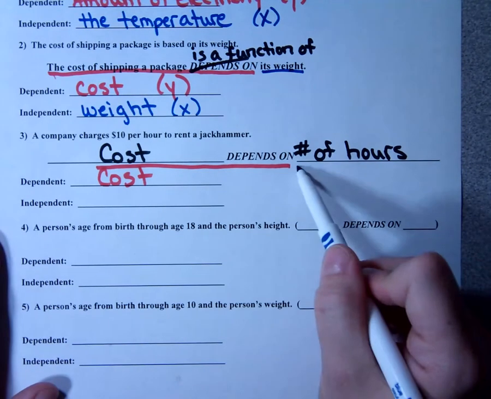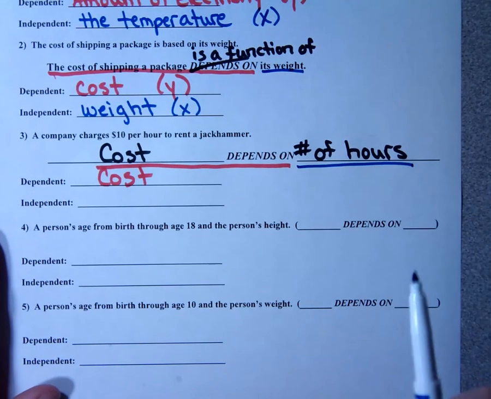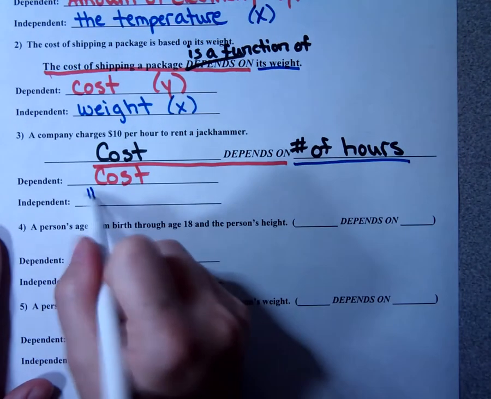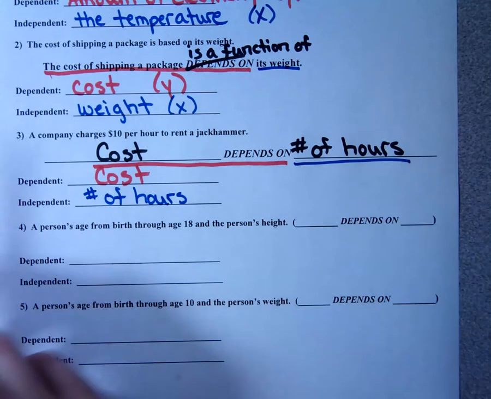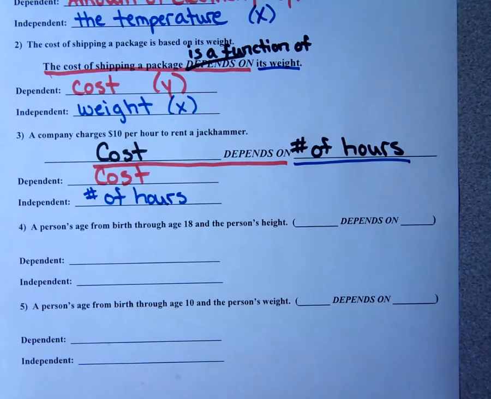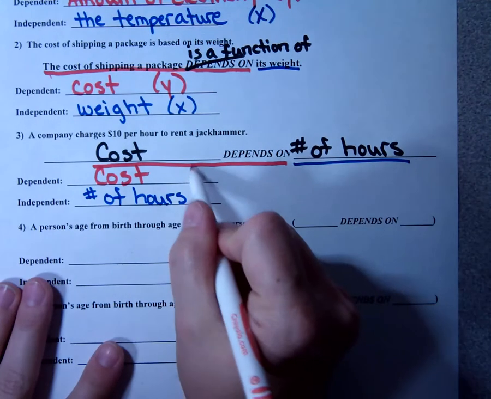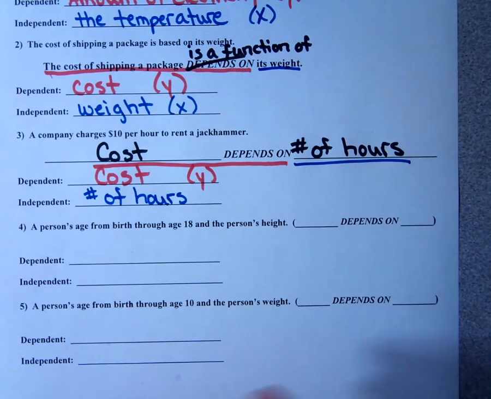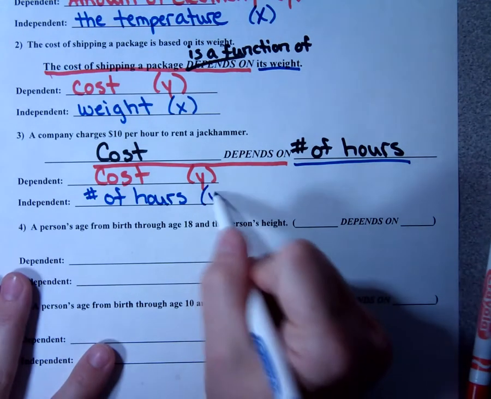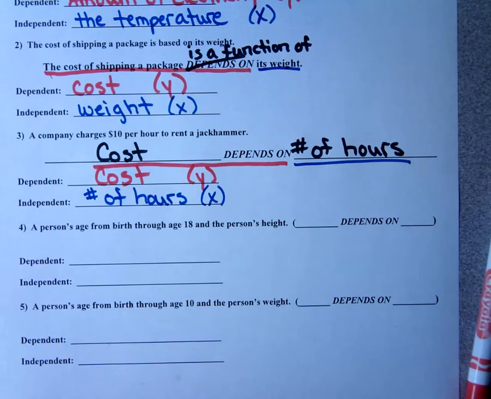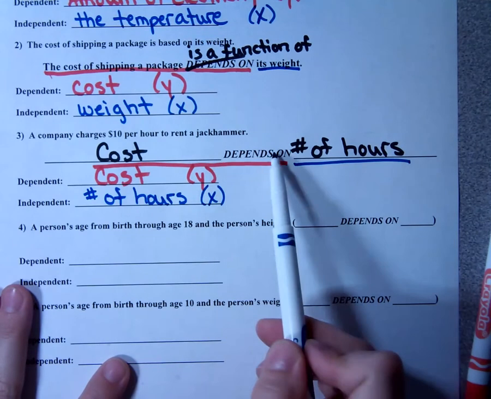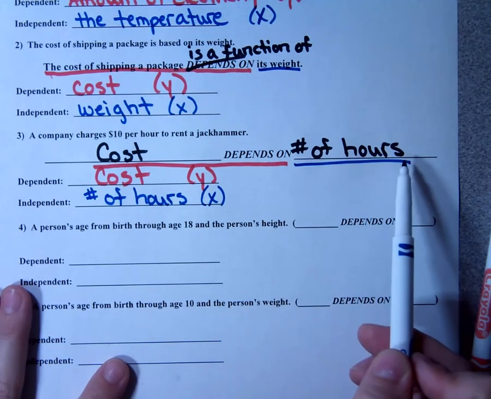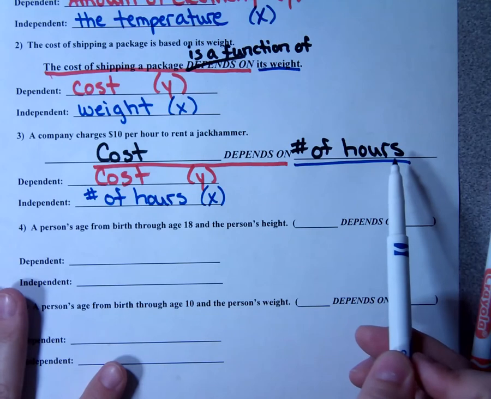And whatever it depends on, that's your independent variable. So the number of hours is your independent variable. Which one again is the y? That's right, the dependent variable is the y. And so that makes the independent variable the x, the number of hours. And remember, this could also say the cost is a function of the number of hours you rent the jackhammer.